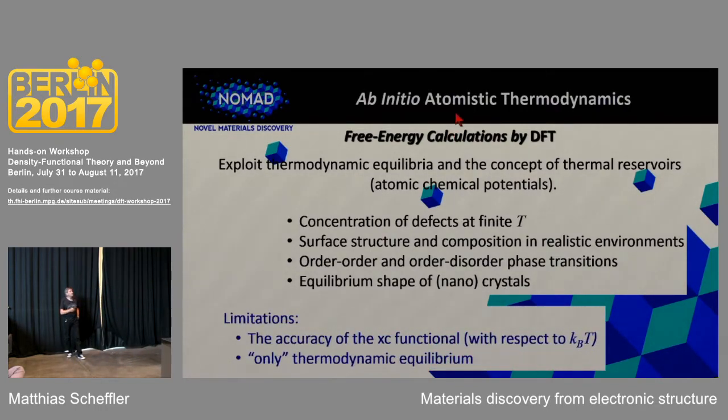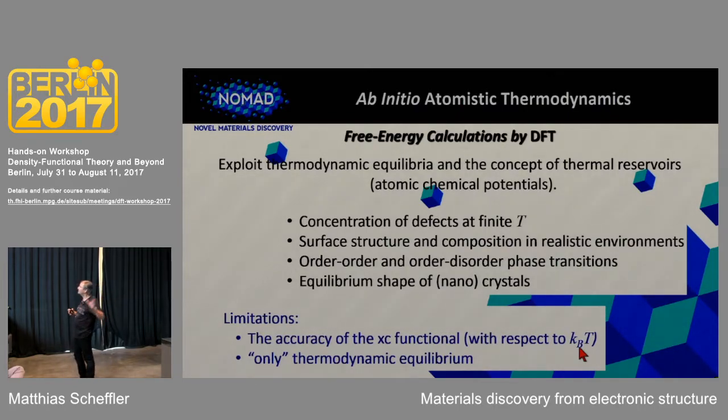The limitation of all of this is the accuracy of the exchange correlation functional. For this, you need an accuracy with respect to the Boltzmann constant times temperature. Now this is a small number, and if you see that, you think you don't dare to do this, because this small number you will not really achieve.